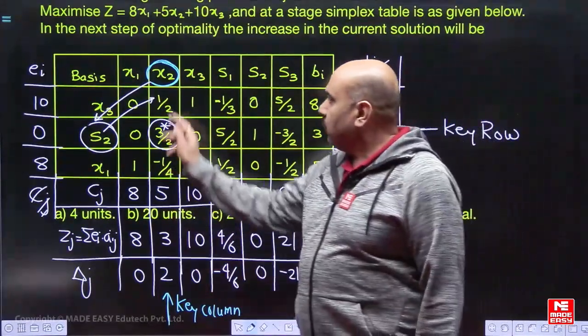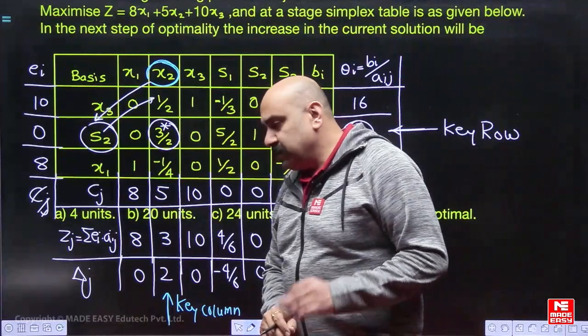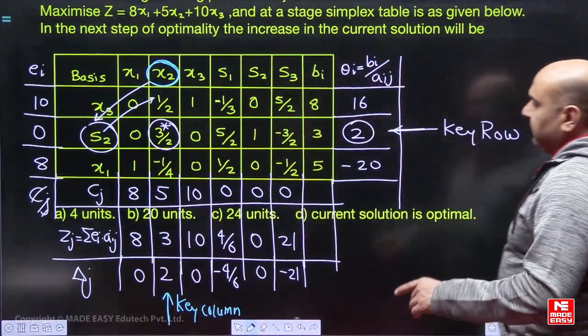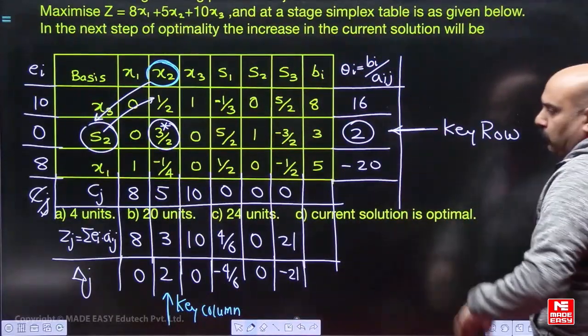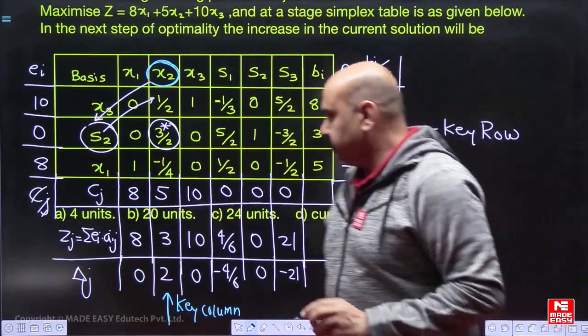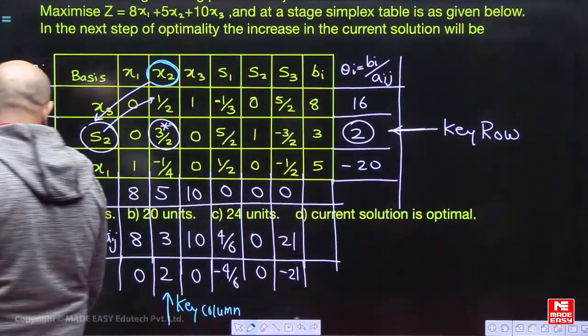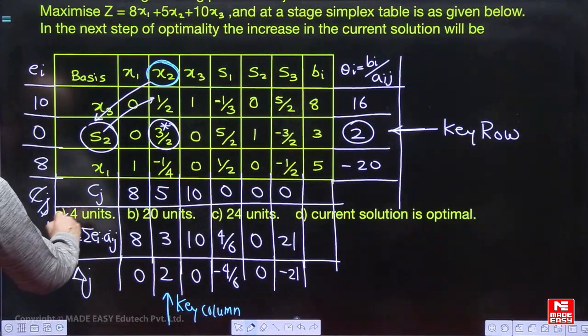So see, by bringing 1 unit of x2, a 2 rupee increase, 2 units increase will be there, and maximum we are able to bring 2 units. So 2 into 2, 4 units increase will be there. So very simple, from here directly we can get the answer, that is 4 units. That will be our answer, that is option A.